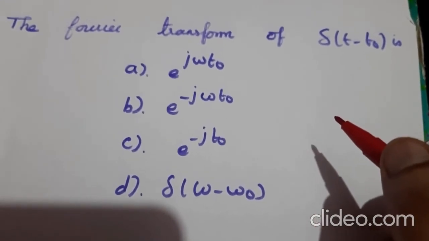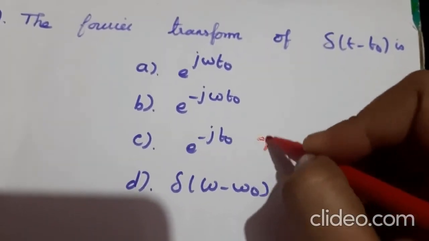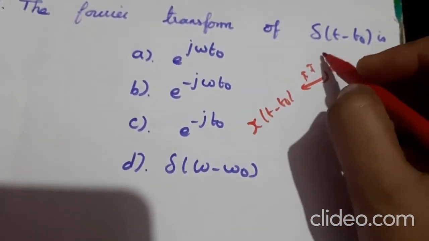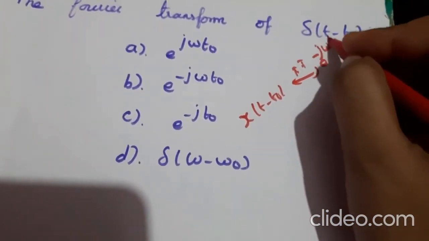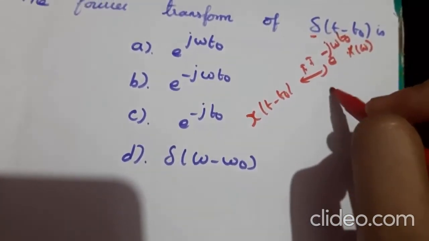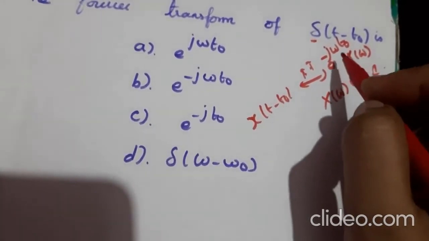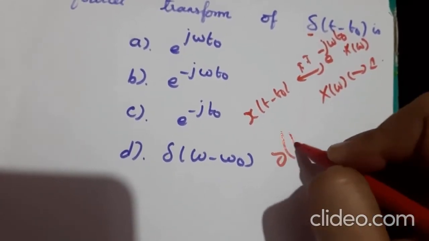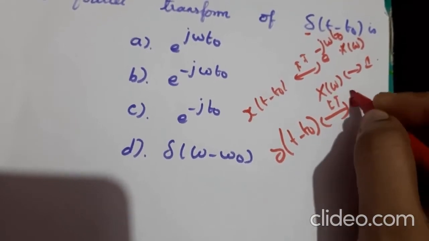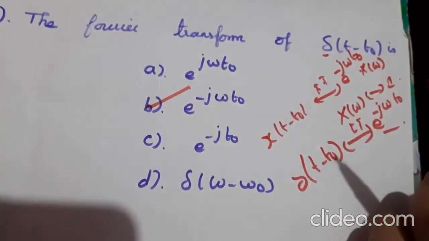First question, the Fourier transform of delta of t minus t naught is, and this is a time shifting property. So the Fourier transform of x of t minus t naught is equal to e power minus j omega t naught into X of omega. And here this is the delta function, so X of omega is 1 for the delta function. So the Fourier transform of delta of t minus t naught is e power minus j omega t naught. So here the answer is B.